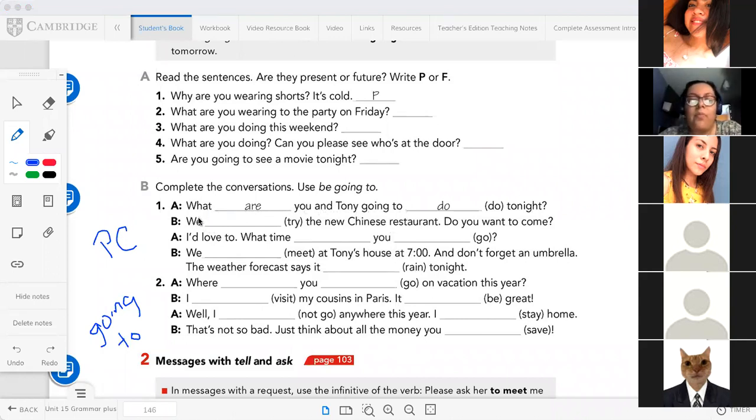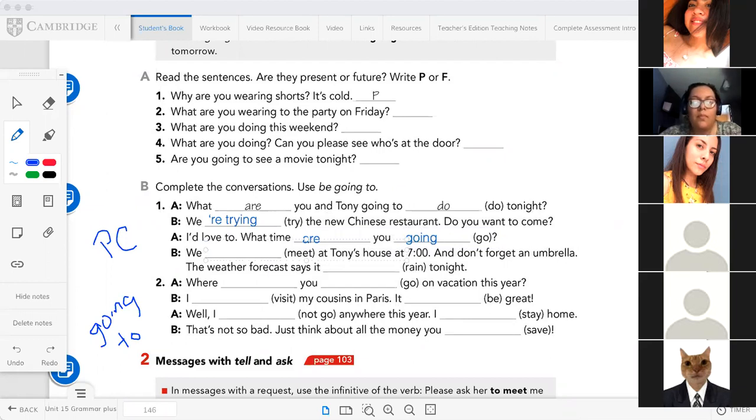We are trying the new Chinese restaurant. Do you want to come? Oh, I'd love to. What time are you going? Exactly. What time are you going? With going to, this would have had to be what time are you going to go? All right. But here with present continuous it is what time are you going? Period.